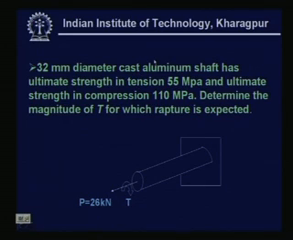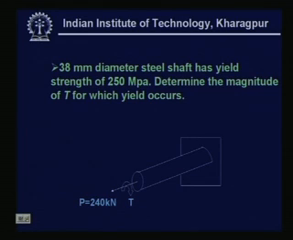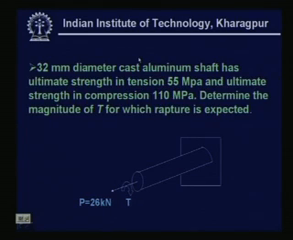Let us find out another problem. A 32 mm diameter cast aluminum shaft has ultimate strength in tension 55 MPa and ultimate strength in compression 110 MPa. Every time we consider the strength, we use the word strength because the material property is its strength. Now, how do we equate in the design? We find a stress at a point, and that stress at a point should be equated with the strength of the material.